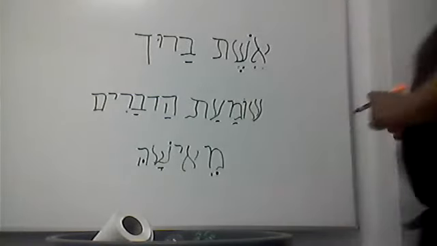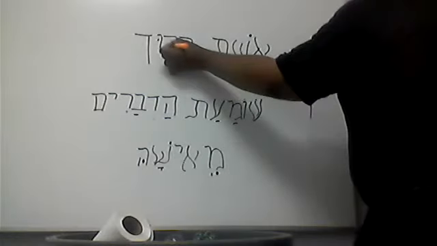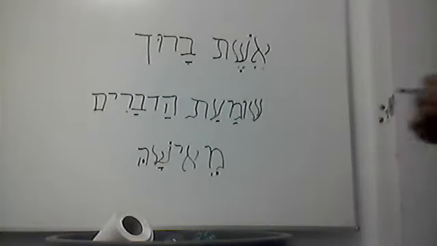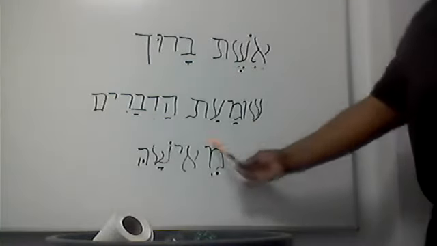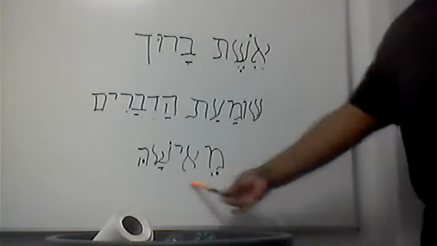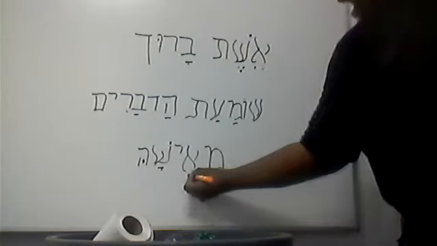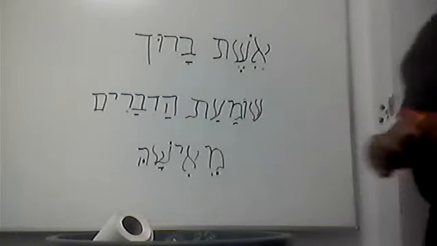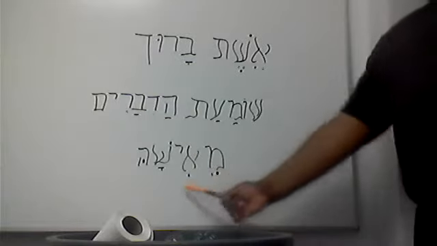All righty. What are we looking at, brothers and sisters? For edification purposes, we're going to read it, then translate it, then expound upon it. Eshet Baruch, Shoma'at Hadbarim Me'isha. I'm going to put the kerik right here under the aleph. One more time. Eshet Baruch, Shoma'at Hadbarim Me'isha.